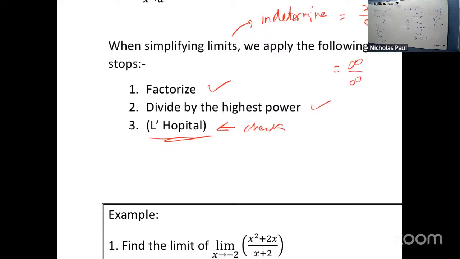All right, let's do a couple of examples. I still have 2 more rules to show you. For those who did it already, what are the rules?